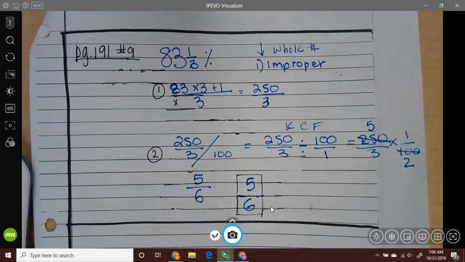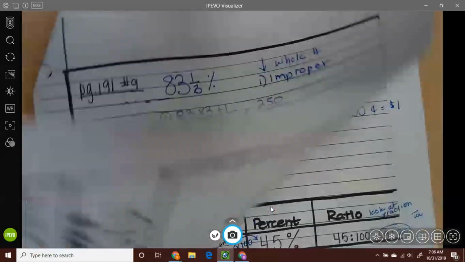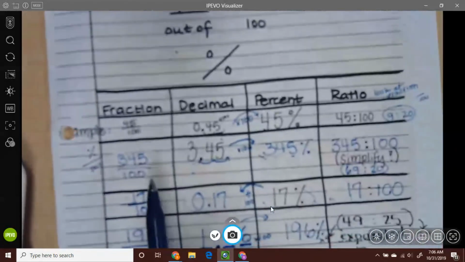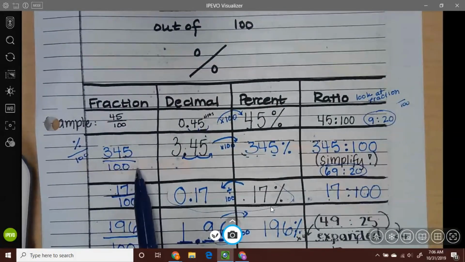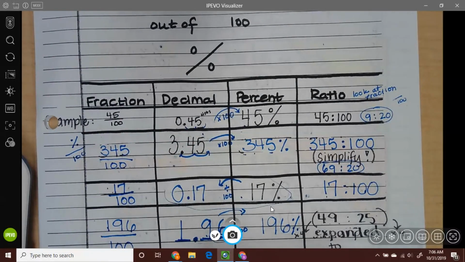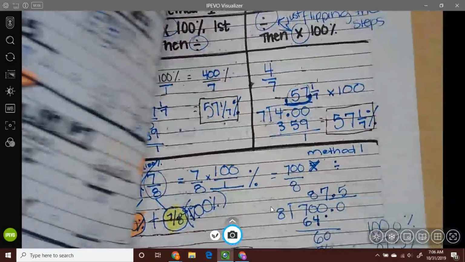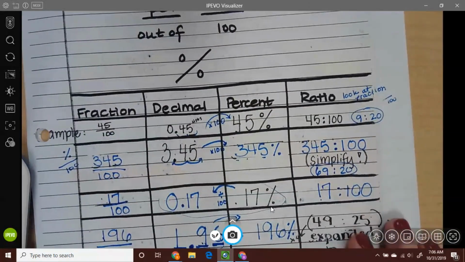Essentially, that's all the different ways that you could do what we did on the front side. So we did some easier problems on the front, but if you end up with a mixed number and you need to change it to a decimal, percent, or a ratio, you can do that using the methods that I showed you. Okay, you can start your practice, but then make sure you come ask your teacher if you need help.